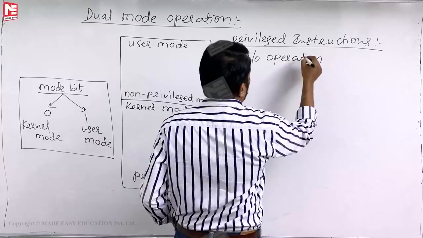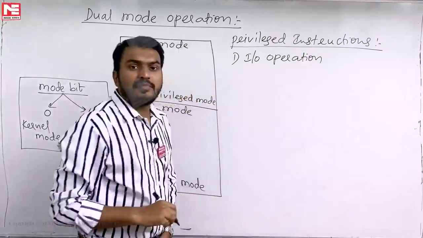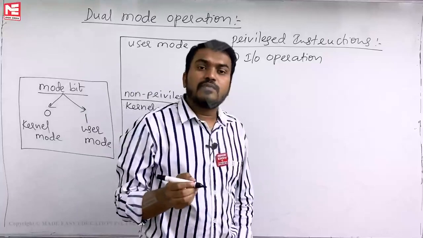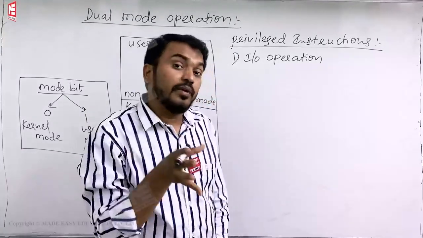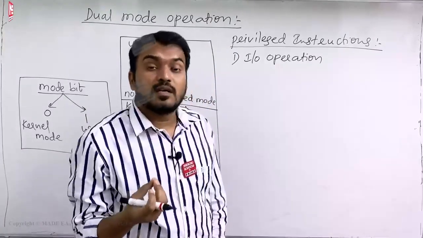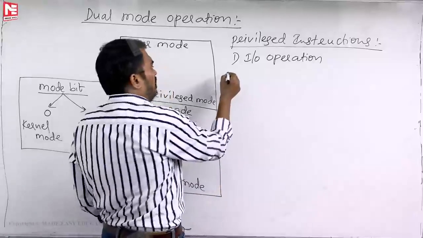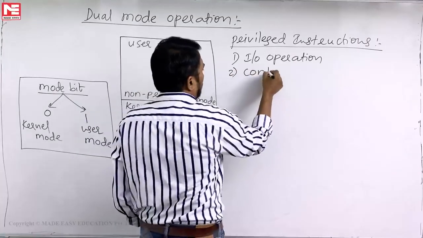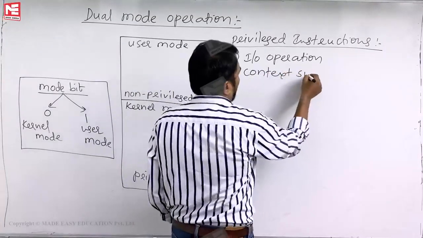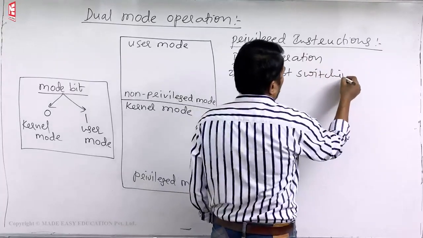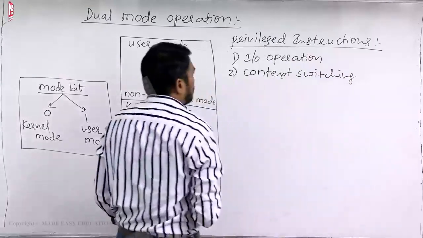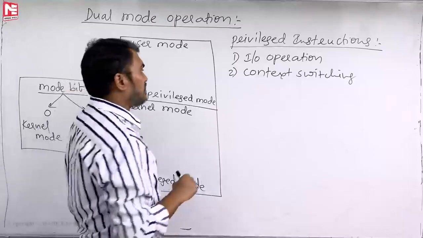So IO operation is considered a privileged instruction. For example, you are reading a file from secondary memory to main memory. So that is called a privileged instruction. Next is context switching. Context switching also involves updating the PCB and the program counter, among multiple things, so context switching is also considered a privileged instruction.